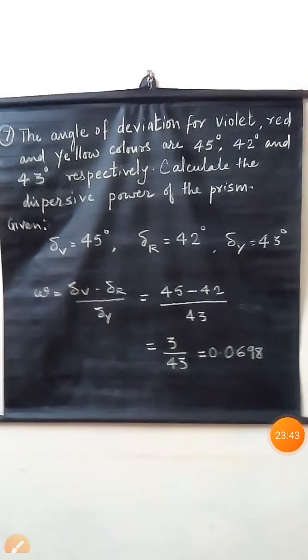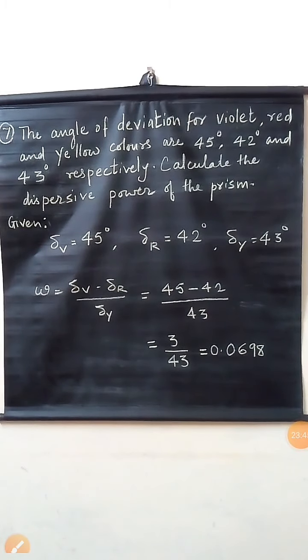Next problem. The angles of deviation for violet, red and yellow colors are 45 degrees, 42 degrees and 43 degrees respectively. Calculate the dispersive power of the prism. So you are given angles of deviation for three colors, violet, red and yellow, in the sequence it is given, and you are to calculate the dispersive power of the prism.